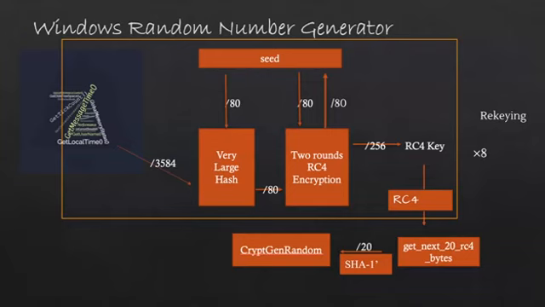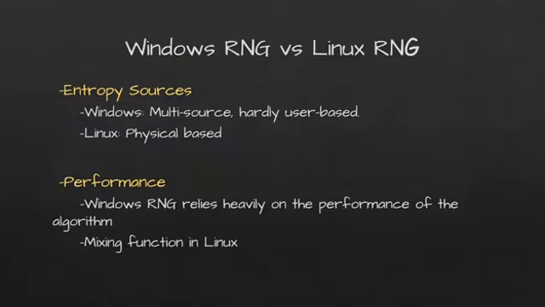So, of course, the RC4 key is used in the RC4 function, and it gets a lot of random bytes, like we talked about on the last page of this presentation. Finally, we're going to talk about the differences between Windows RNG and Linux RNG. The first big difference is that the entropy sources are totally different. In Windows, it has many sources, but they are not usually user-based, which is the reason why it needs so many sources. And in Linux, it is physical-based, so it's actually mouse movement, keyboard input, and so on.